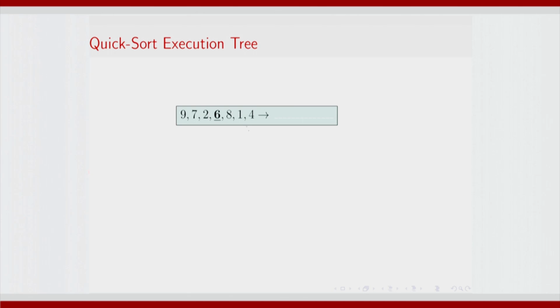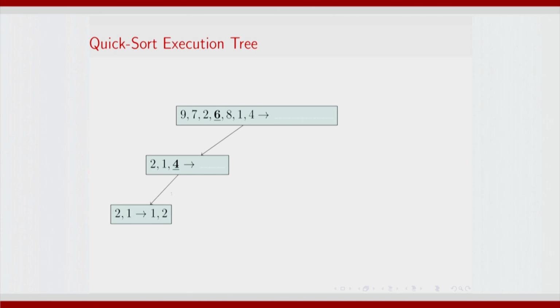So let us look at an example. Imagine that you had to sort 9 7 2 6 8 1 4. You have randomly picked 6 as the pivot element. So this will lead to a divide where you identified elements which are less than 6, that is 2, 1 and 4, and now you are invoking conquer through recursive divide on this subarray.